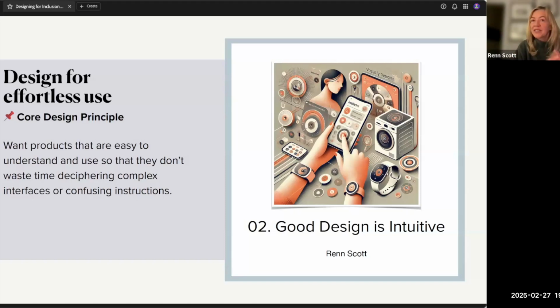So from this short feedback session, this may seem a bit more on the stereotypical side, but women will want more products that are considered effortless to use. They will talk more about having less time. They don't want to waste time deciphering complex interfaces or unclear instructions. Clarity and simplicity create confidence, allowing people to focus on what matters most.